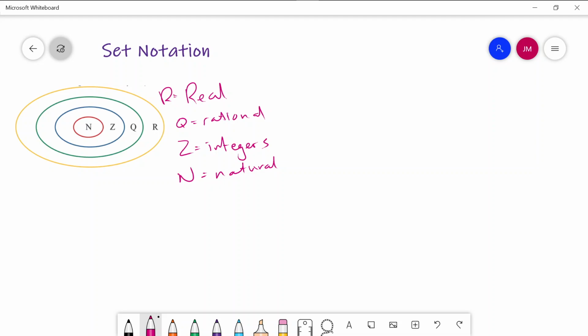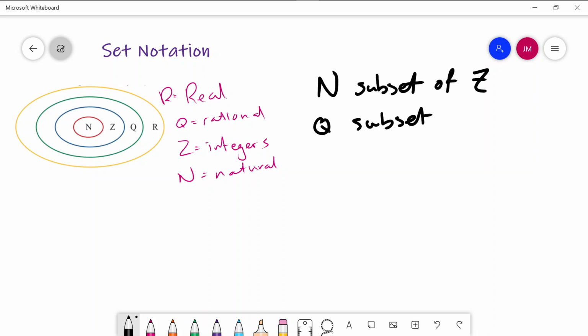Now, if we want to show that something is inside another group, so all of the natural numbers, you can see here, N, exist within the integers. We can say that N is a subset of Z. Or we could say Q is a subset of R, which basically just means that every single rational number in here, any possible Q, must also be a real number. So it fits inside R.